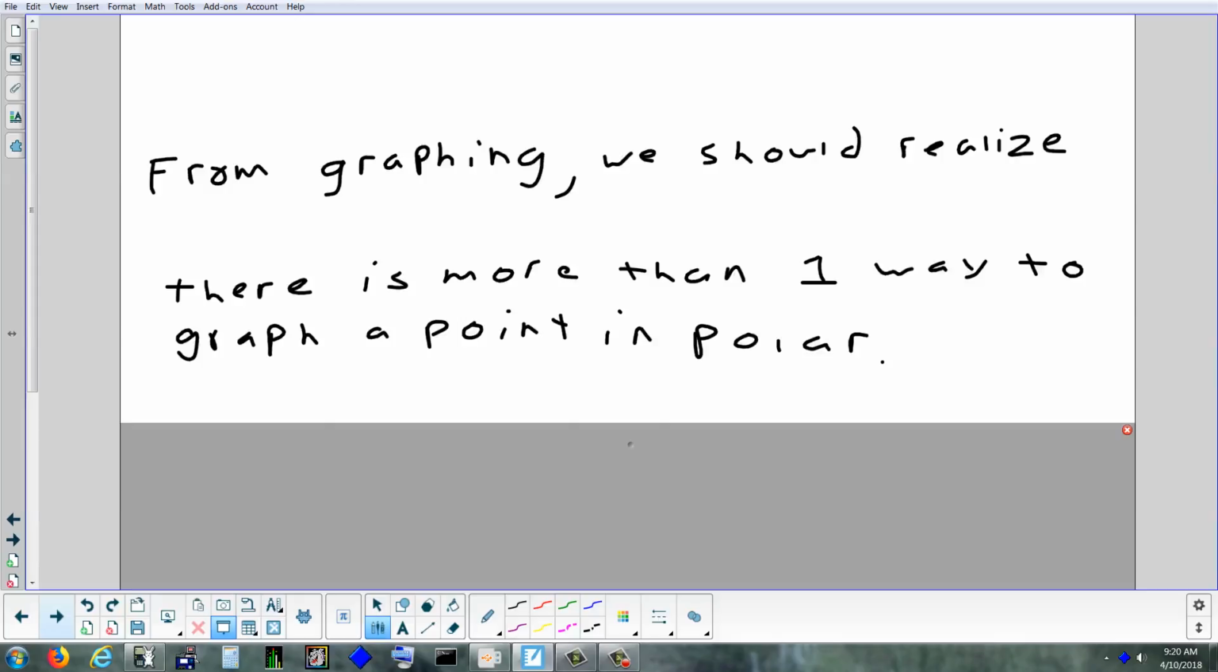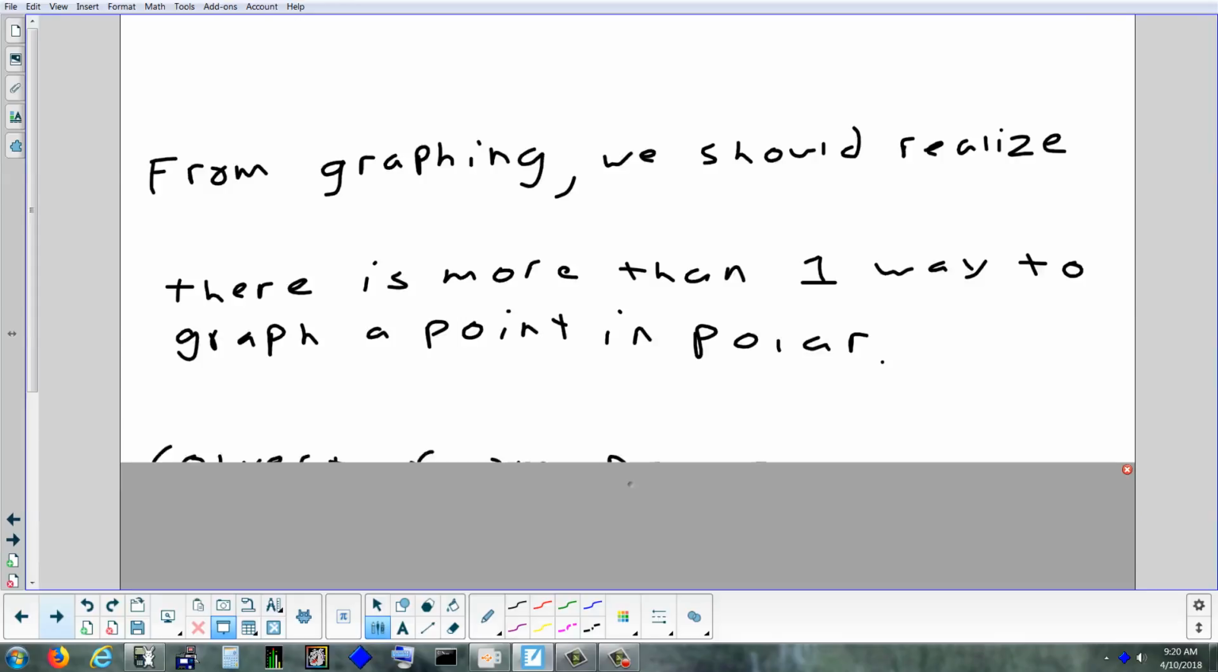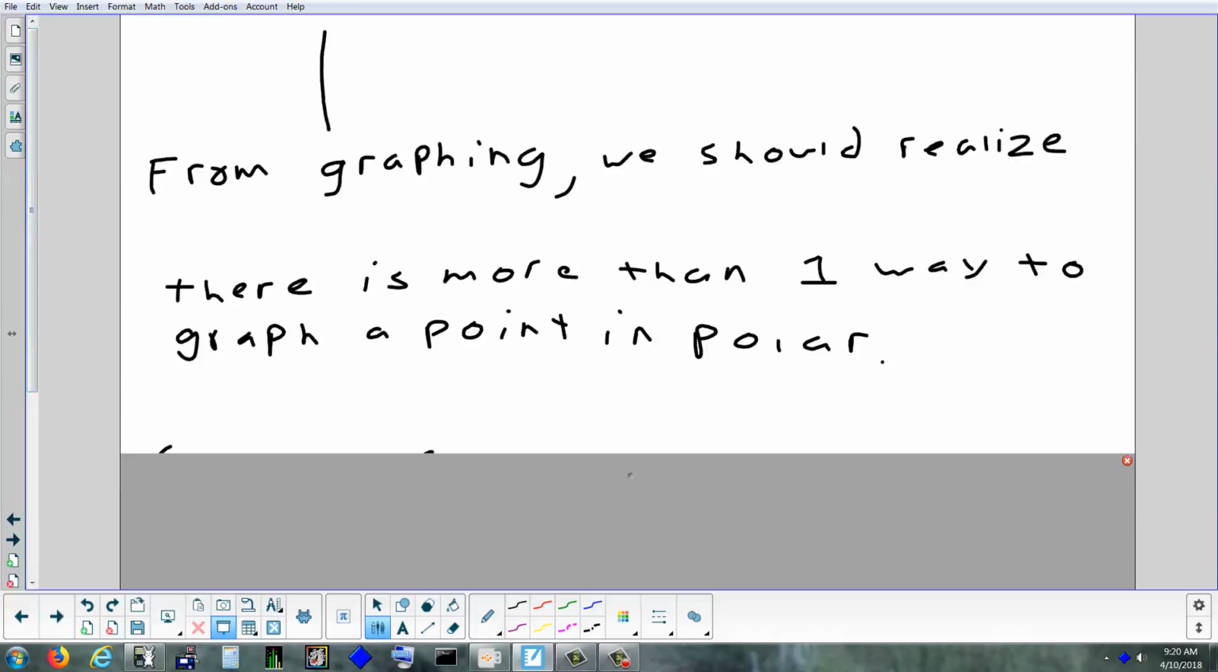Okay, if I bring up a rectangular grid, or just quickly sketch something, and I ask you what the coordinates are for that point, there's one and only one way to get to that point. It's 2, 1. It's not like you can say, oh, well, it could be 2, 1 or 2, negative 1. No, there's only one way to get to that point. But in polar, that's not true.